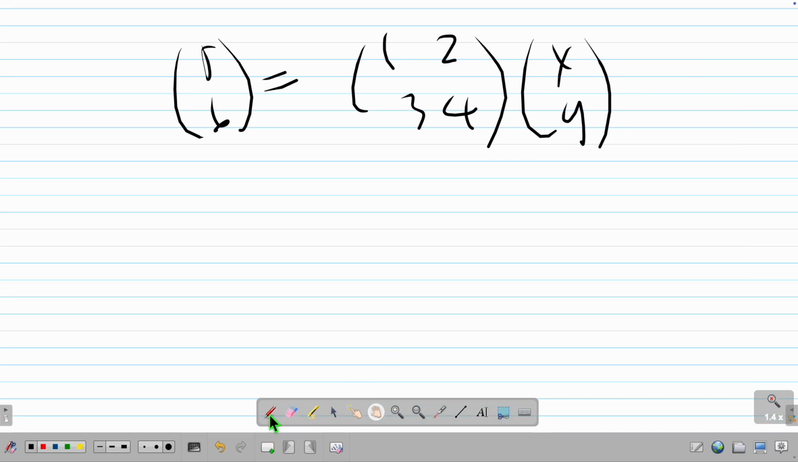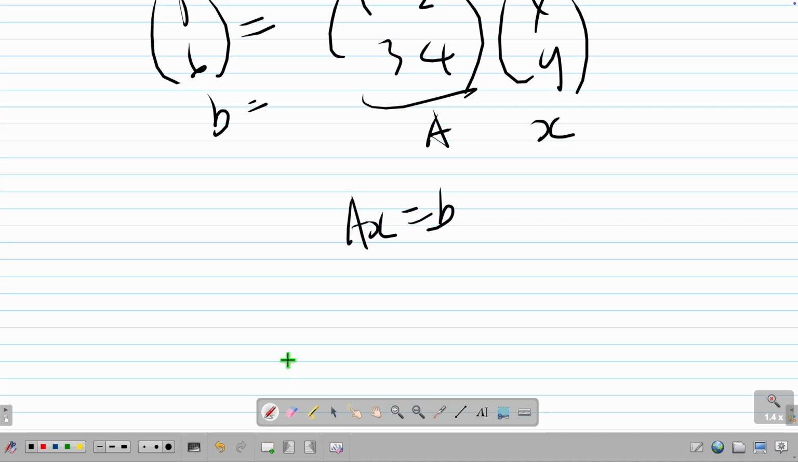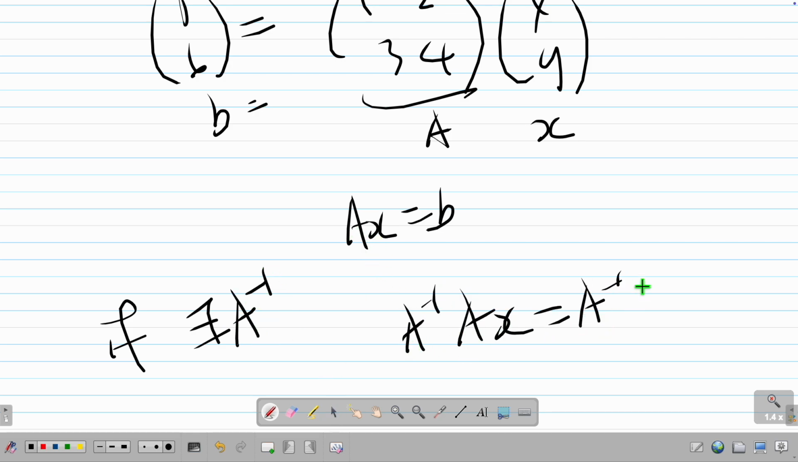Then what I need to do is, I call this A, I call this B, and I call this x. So I have AX equal B. Now, if there exists A inverse, then I'm going to do A inverse AX equal A inverse B. What I'm doing, I just multiply here something, and I also multiply here something.